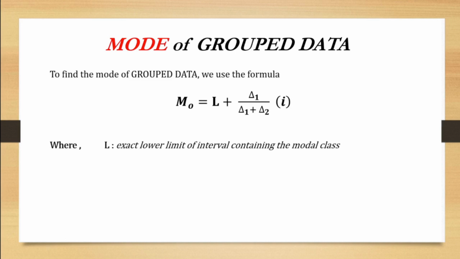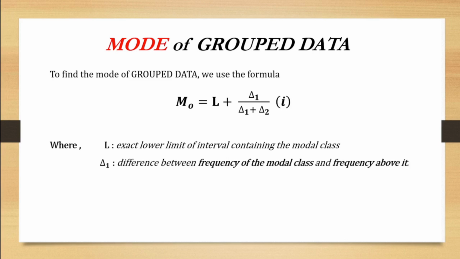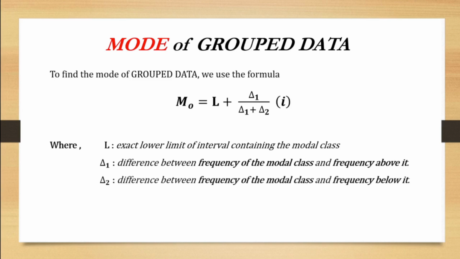where L is the exact lower limit of the interval containing the modal class. Delta sub 1 is the difference between the frequency of the modal class and the frequency above it. Delta sub 2 is the difference between the frequency of the modal class and the frequency below it. The I is the class size interval.